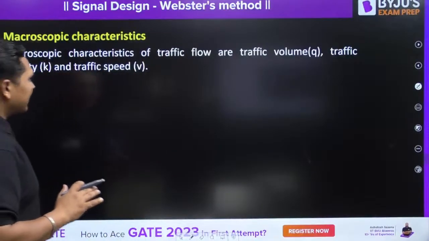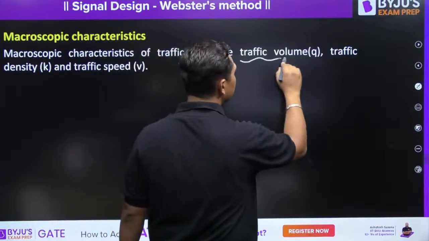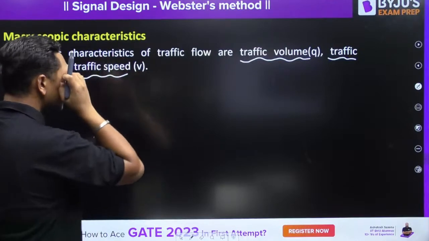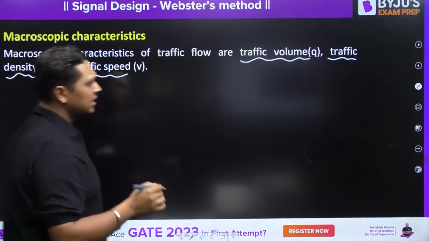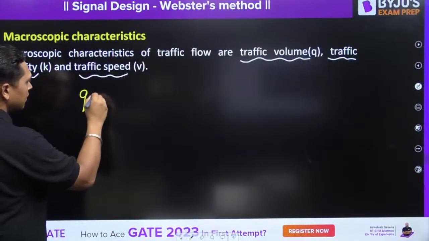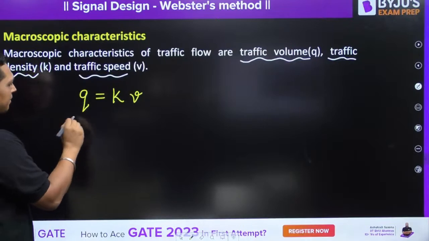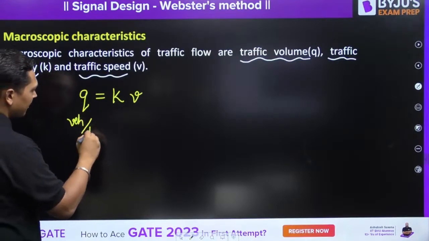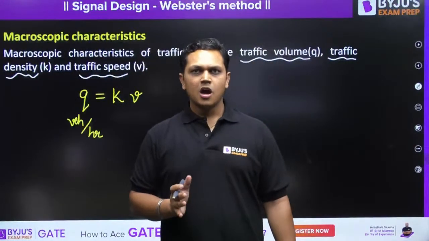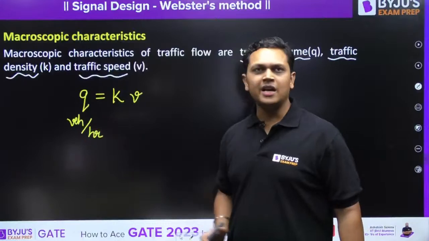What are macroscopic characteristics? Macroscopic characteristics in a traffic flow refer to traffic volume, traffic density, and traffic speed. Now the relation between these three is Q is equal to KV. This is your traffic volume. It is represented in vehicles per hour. This means if you stand at an intersection, how many vehicles are passing that intersection per hour? Number of vehicles passing an intersection in an hour.